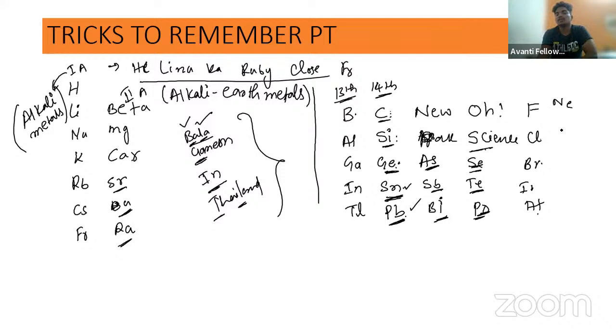Next one: neon, argon, krypton, xenon, and radon. These are the periodic table elements. I hope you guys understand this one. Again, I will repeat the trick. I'll change the color and repeat the trick. Please focus once again. I'm taking time and repeating, guys. Understand me.